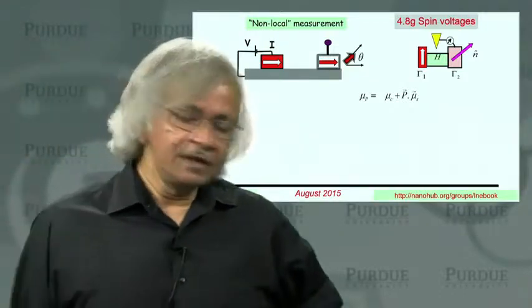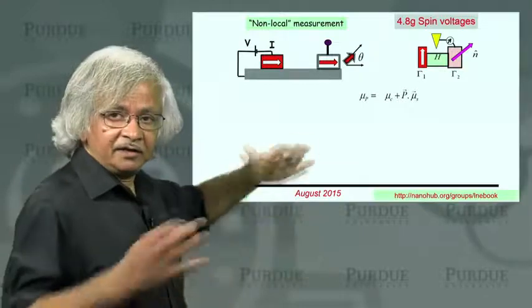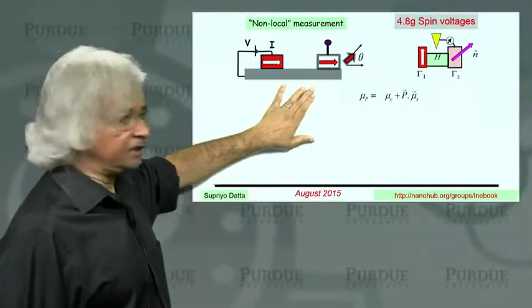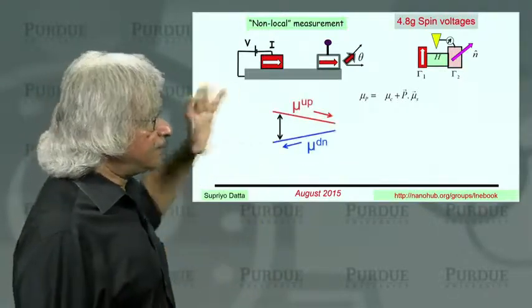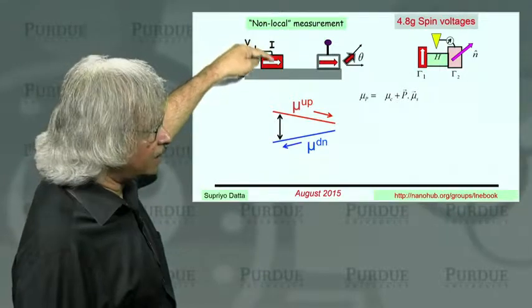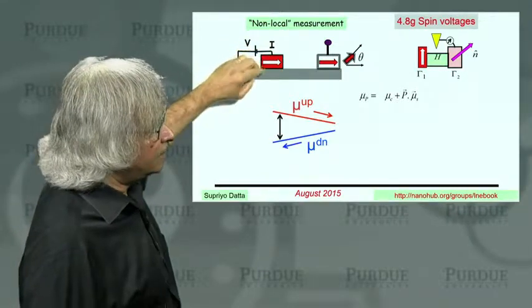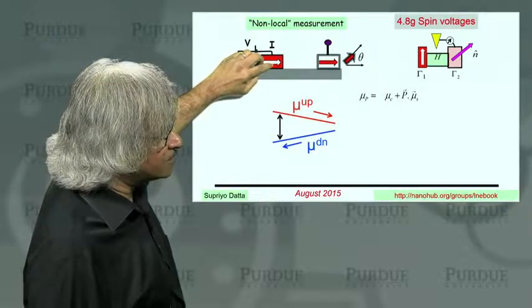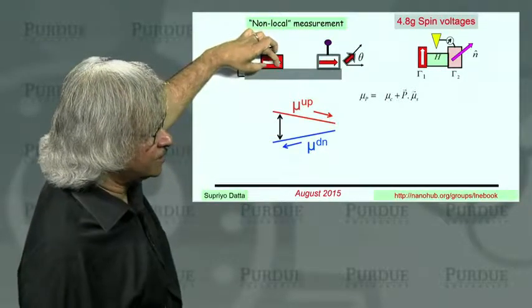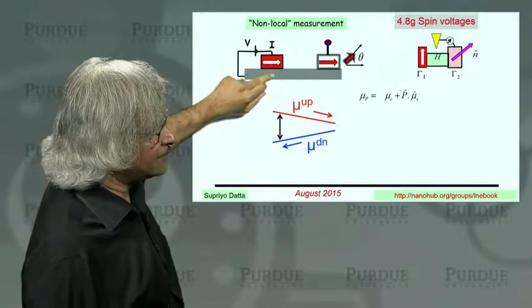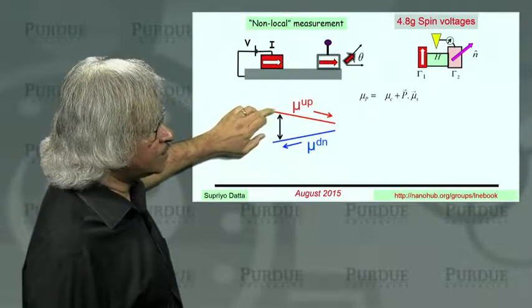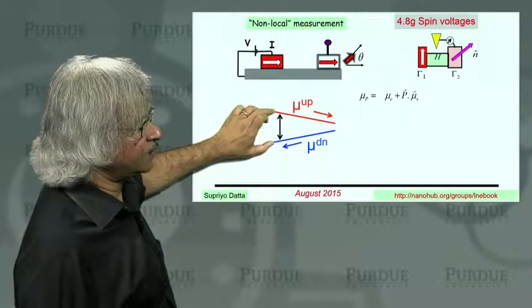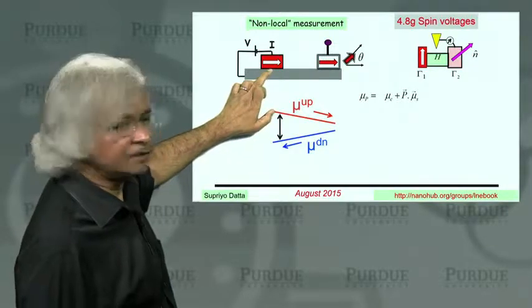It has been tried in many different materials under many different conditions. And the basic idea is that when you run a current here, because the resistance of upspins and downspins is different at this interface, when you look inside, the potential for upspins is different from the potential for downspins inside here.